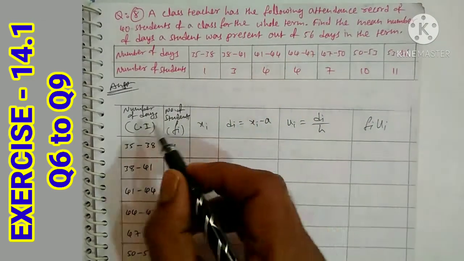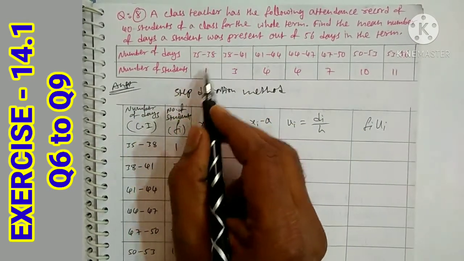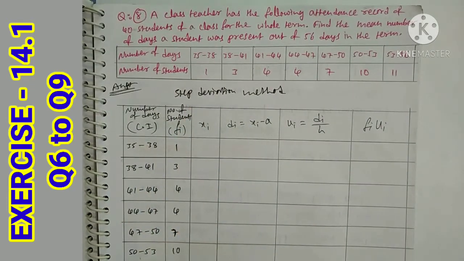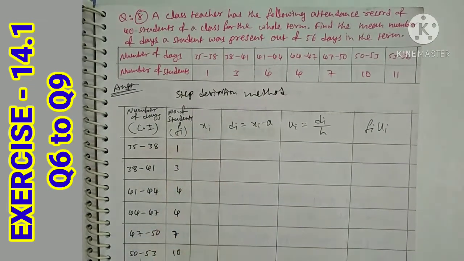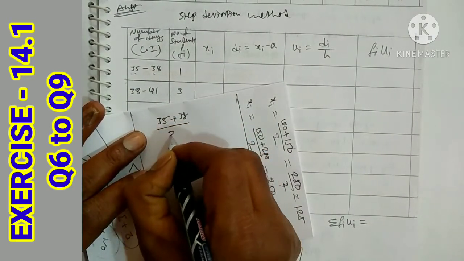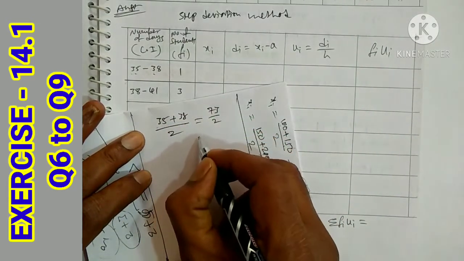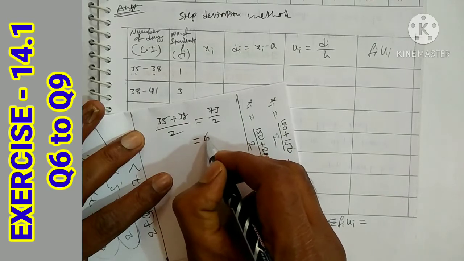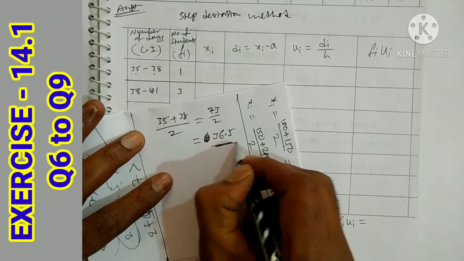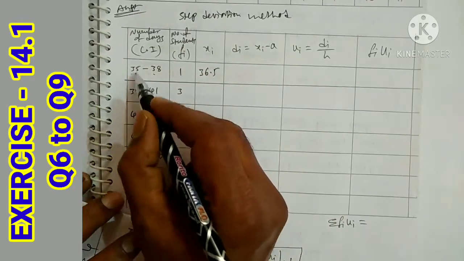I am selecting the step deviation method here. The class interval is given, 35 to 38, I wrote here, and the frequency is also given, 1, 3, 4. We should calculate the middle value. Here the middle value is 35 plus 38 by 2, which is 73 by 2. Half of 73 is 36.5. Here this is 36.5.